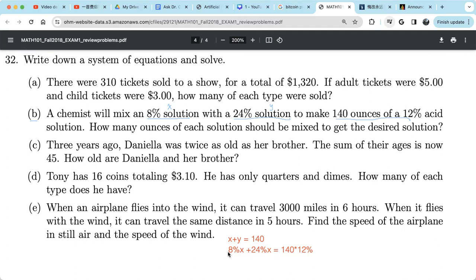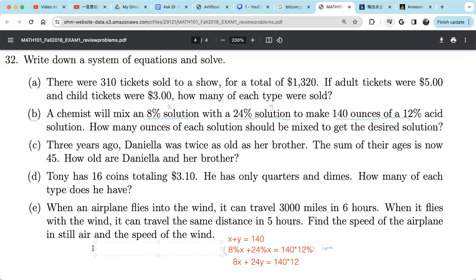So what can we do with this? We want to multiply every term, so 3 terms, by 100 to get rid of the denominator, to get rid of the percentage sign. So then the second one becomes 8x plus 24y equals, well, 140 times 12. Now we see we have 8 as a common factor, right? So we divide every term by 8.